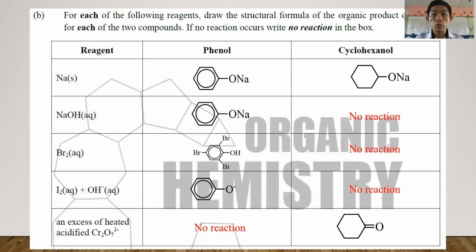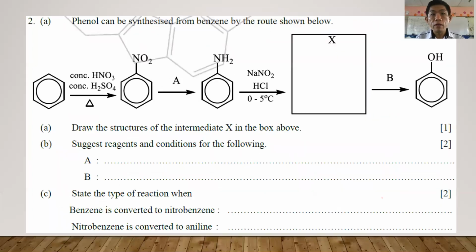Then we continue to question number 2. Phenol can be synthesized from benzene by the route shown below. You have benzene, then you react with concentrated nitric acid and concentrated sulfuric acid. Then nitrobenzene reacts with reagent A to form aniline, which reacts with sodium nitrite and hydrochloric acid at 0 to 5 degrees Celsius to form X, and then reacts with reagent B to form phenol.